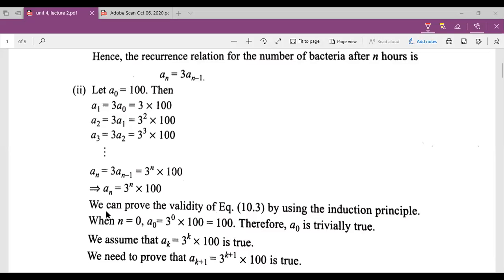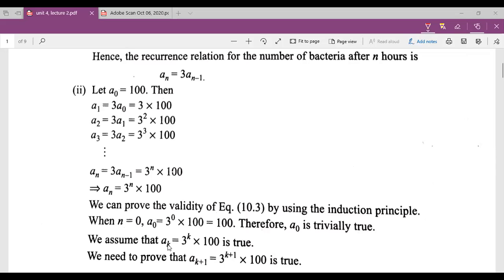Now we can prove the validity of this equation by using the induction principle. By mathematical induction, we put n = 0. The relation becomes a_0 = 3 to the power 0 times 100. 3 to the power 0 becomes 1, so 1 times 100 is equal to 100. So a_0 = 100. Therefore, it is trivially true for n = 0.